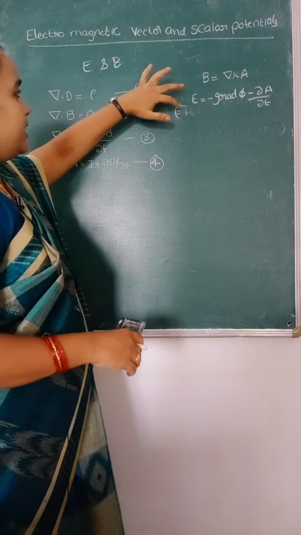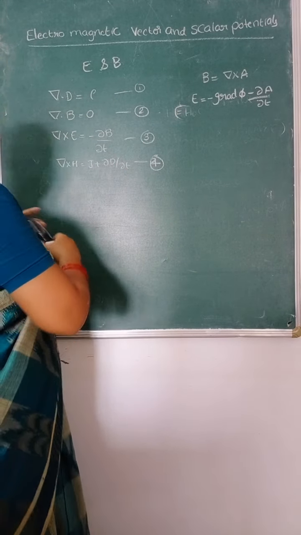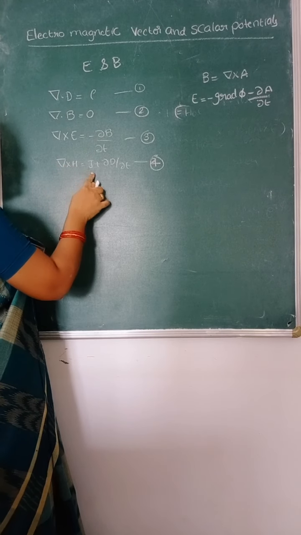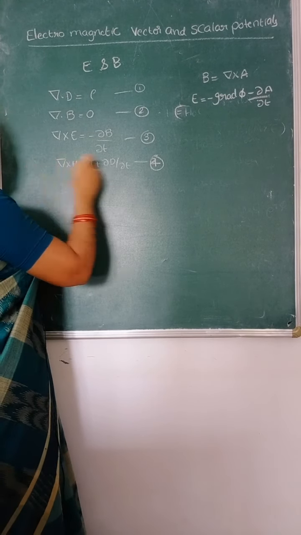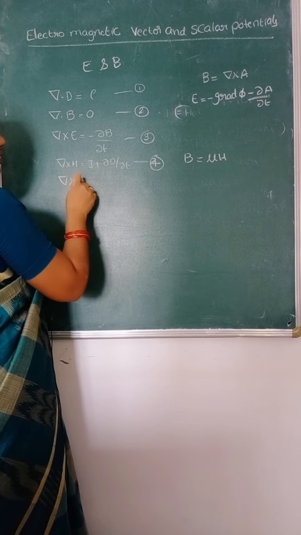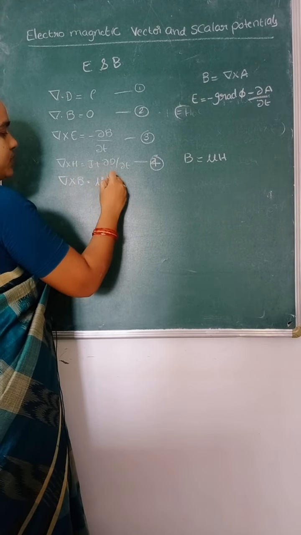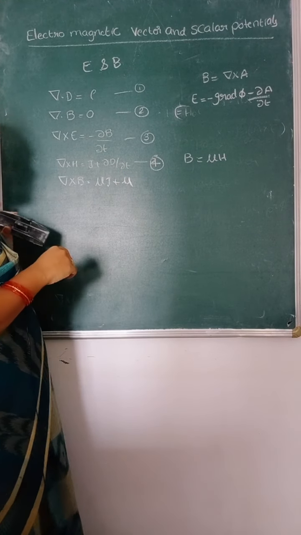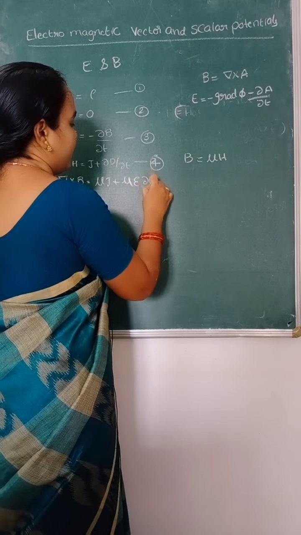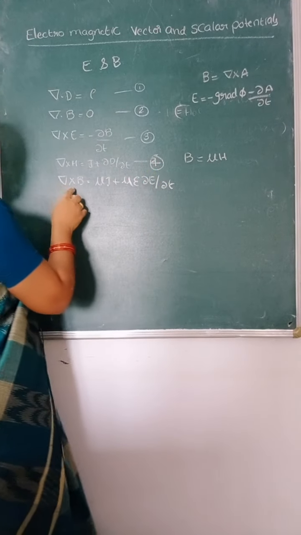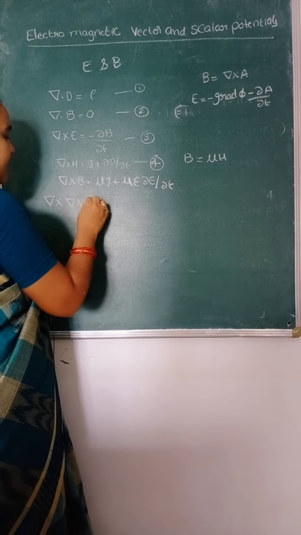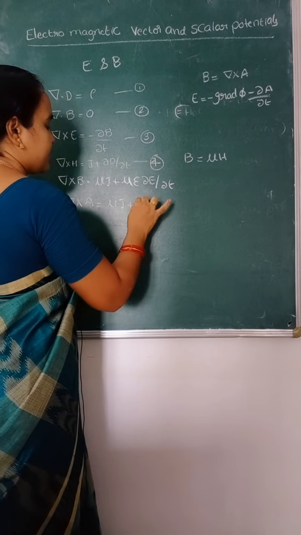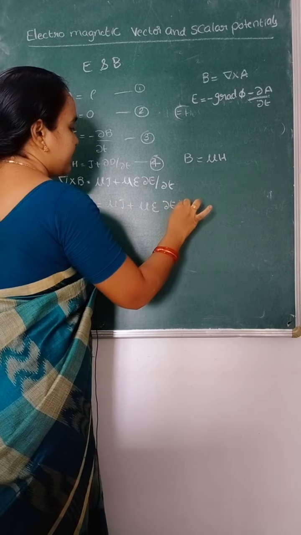Let us substitute these two values in the fourth Maxwell's equation. What is the fourth equation? Del cross H is equal to J plus dou D by dou t. We know that B is equal to mu H, then H is equal to B by mu. Then del cross B is equal to mu J plus mu D, where D is epsilon E, that is, mu epsilon dou E by dou t. What is B? B is del cross A, so del cross del cross A is equal to mu J plus mu epsilon dou E by dou t.